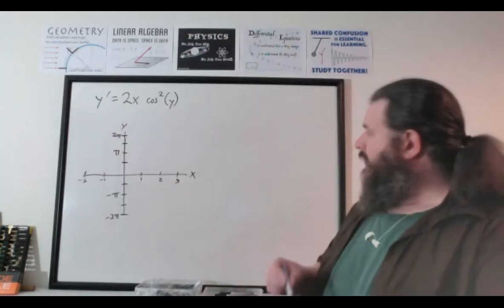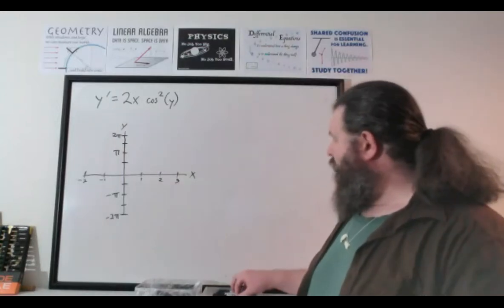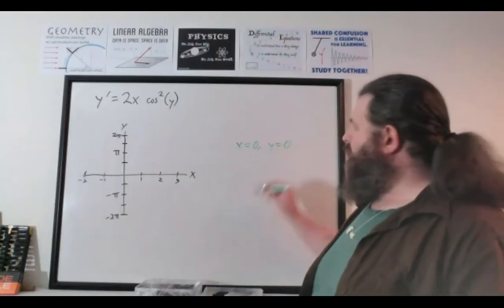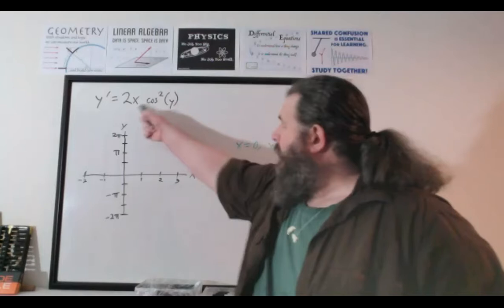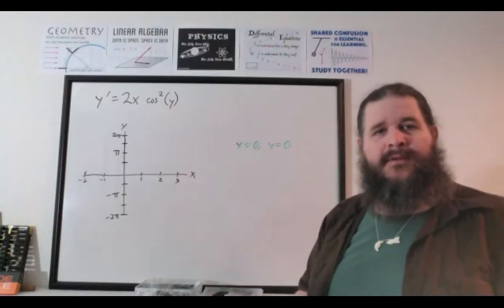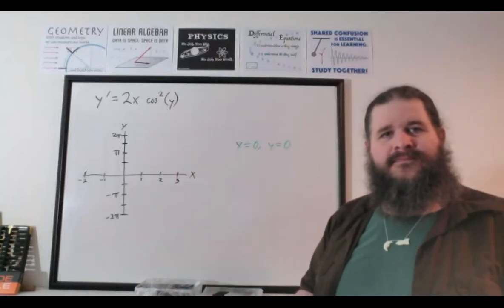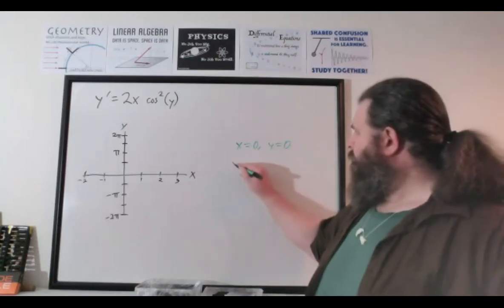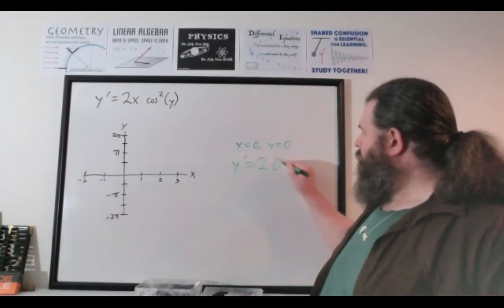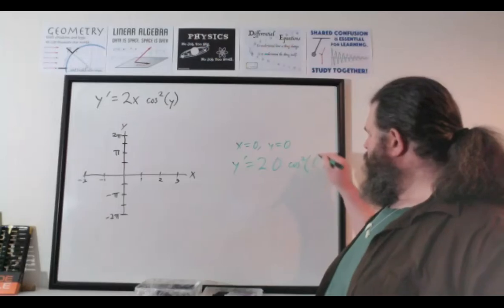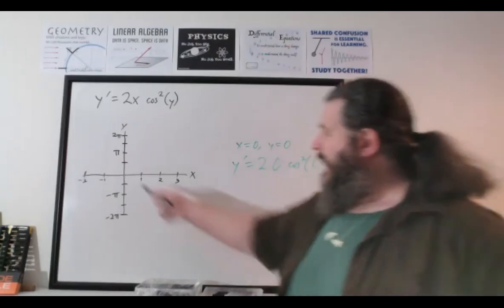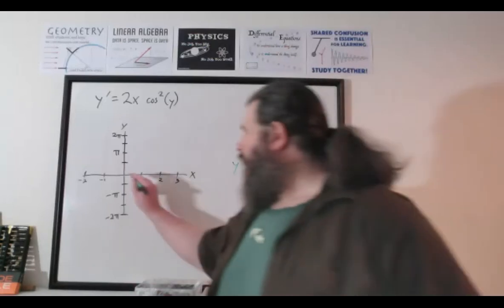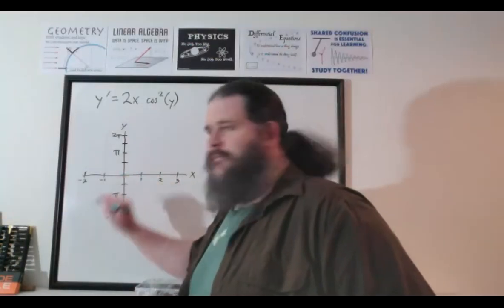For example, if we plug in, let's say 0 for x and 0 for y, the origin. You plug in 0 for x and 0 for y, what do you get for y prime? Zero? Yeah. That whole thing's going to be 0. So at this point, at x equals 0, y equals 0, the slope would be 0. We would just have flat.